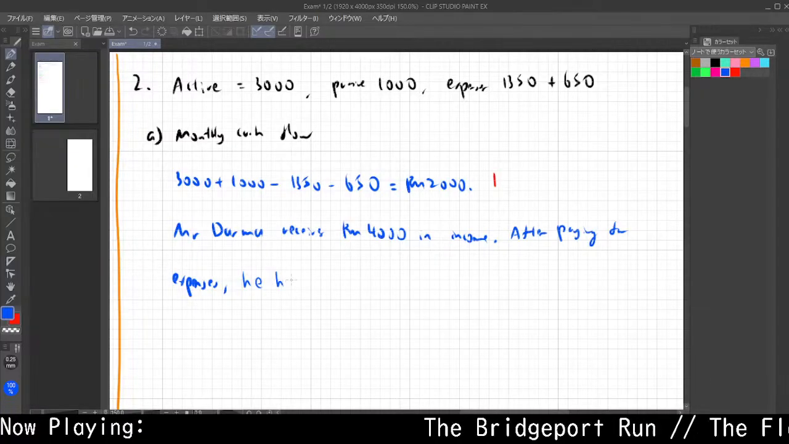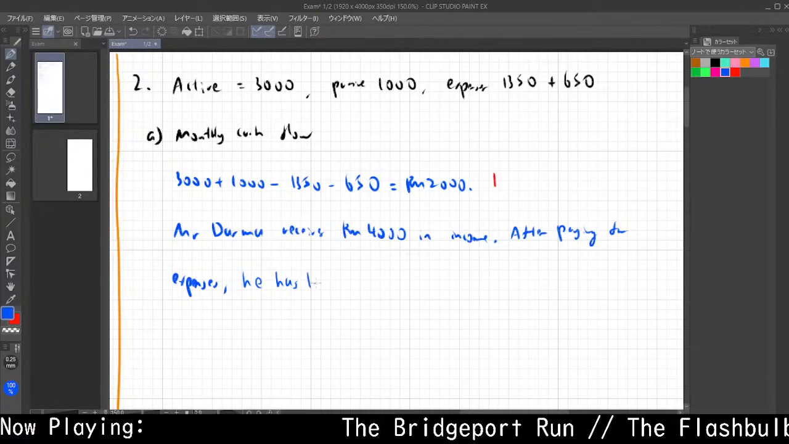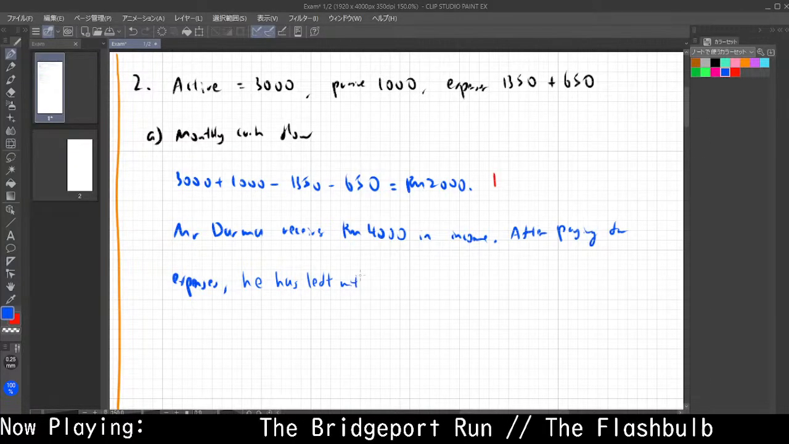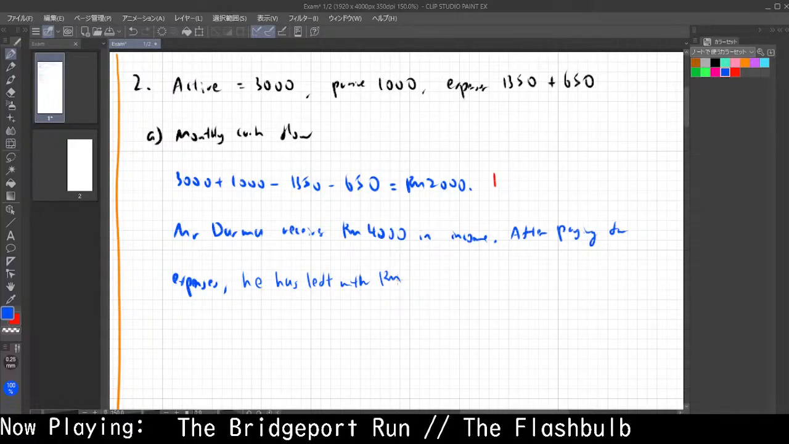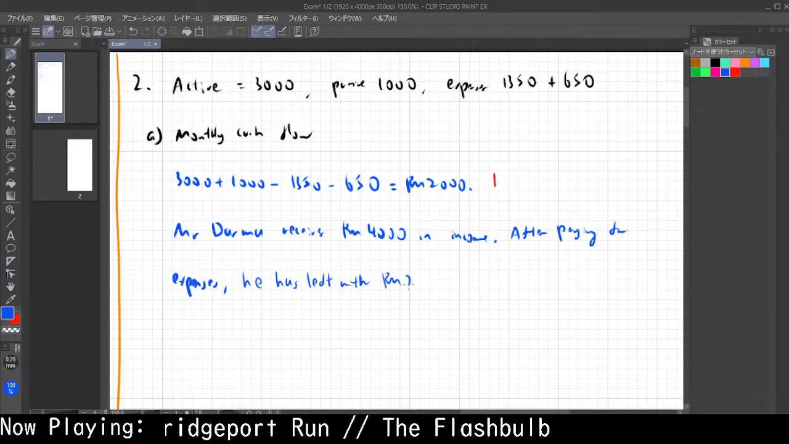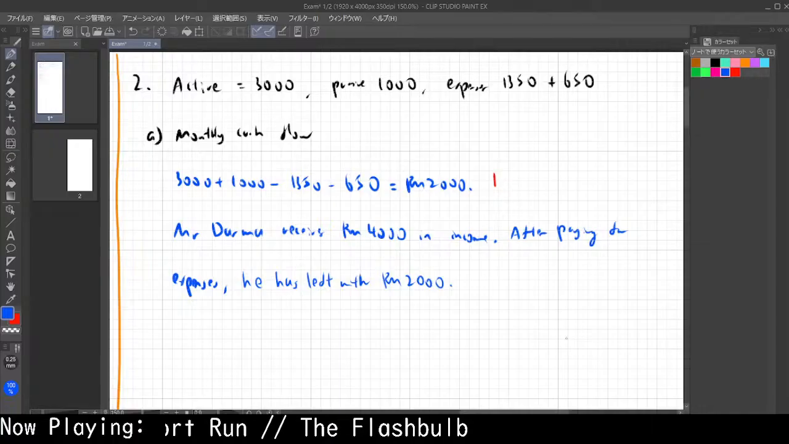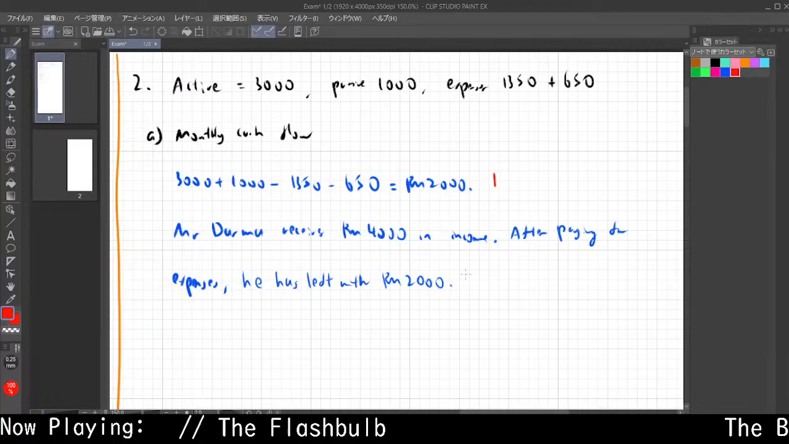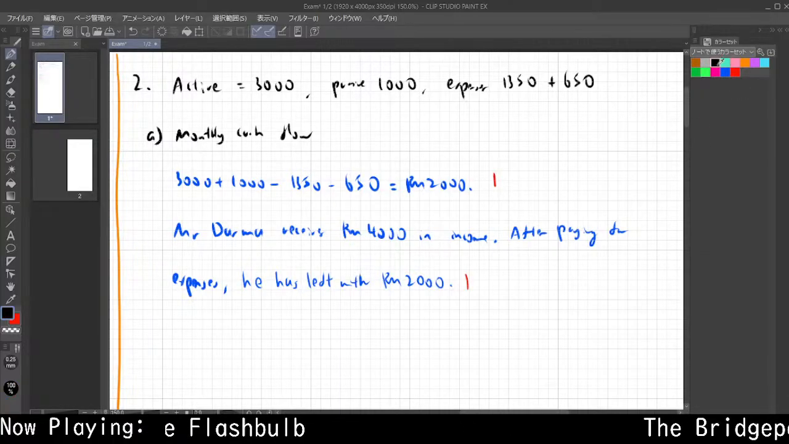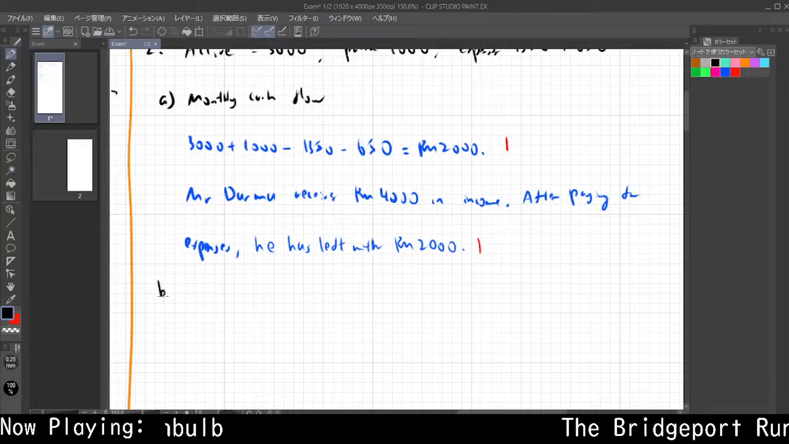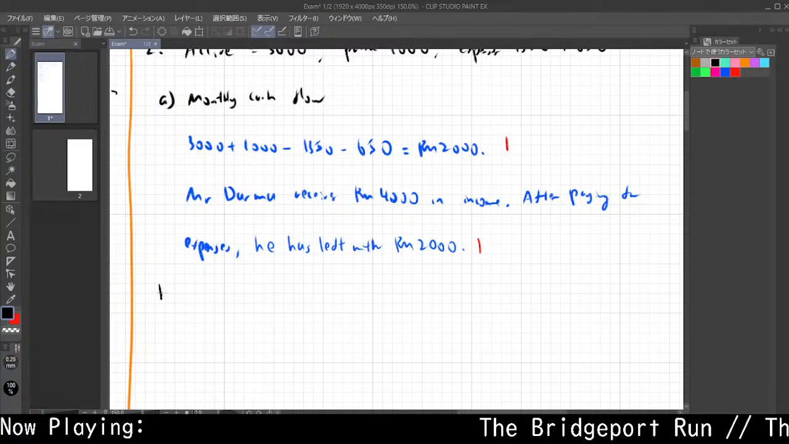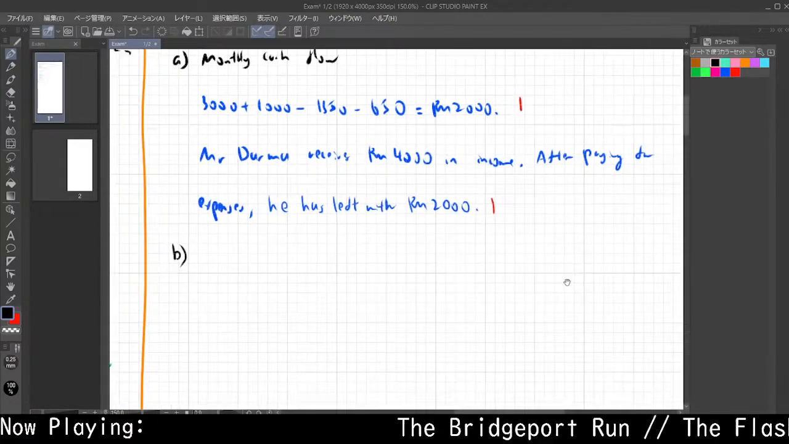Okay, he is left with 2,000. So this is the one given in Mr. Gandhi's schema. This is 1 mark. That's it lah. But for me, any type of explanation is accepted.